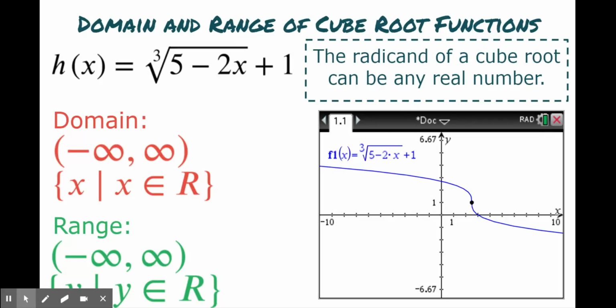And we'll talk more about transformations of cube root functions later in another video. But we can verify again on this graph that the domain is all real numbers and the range is also all real numbers.